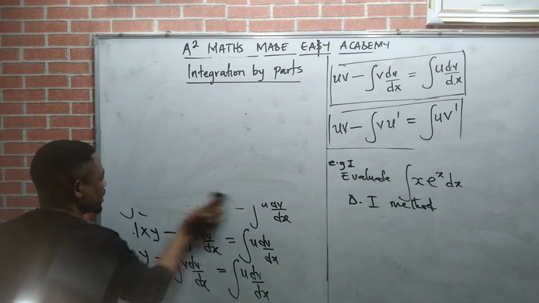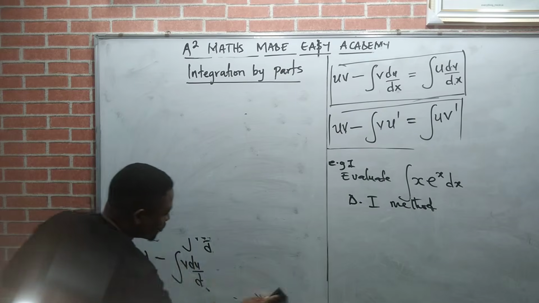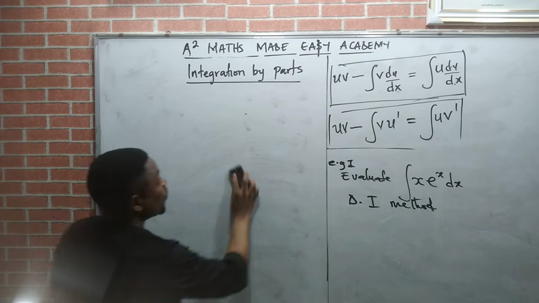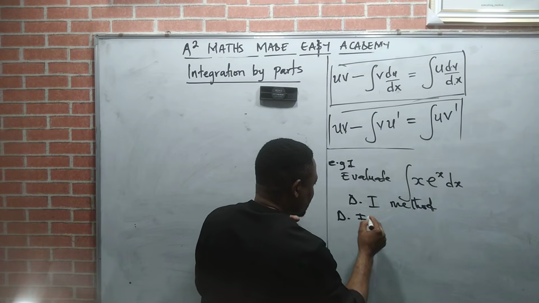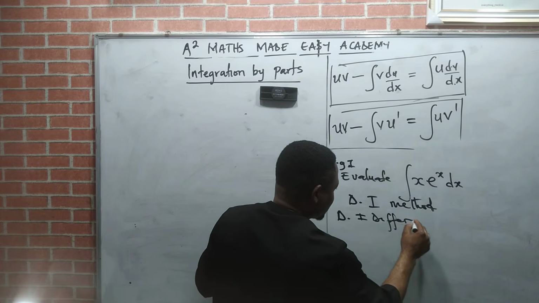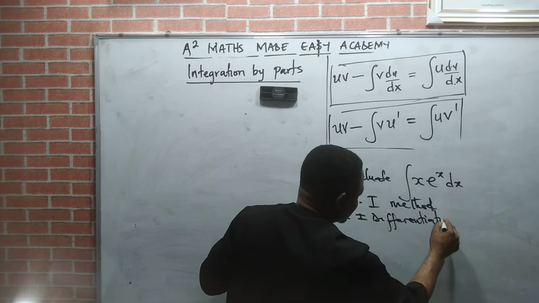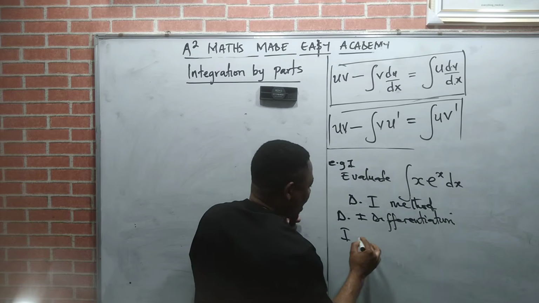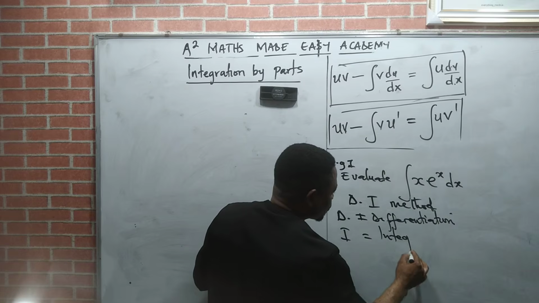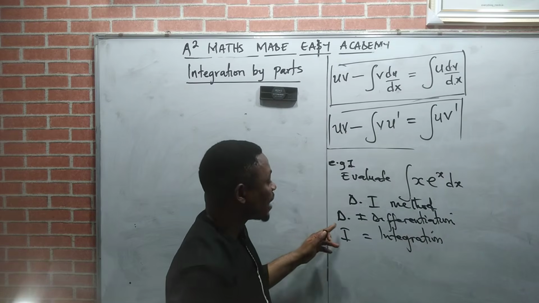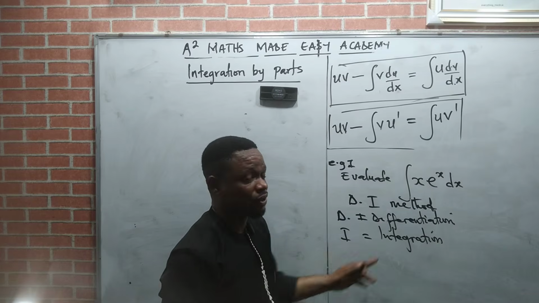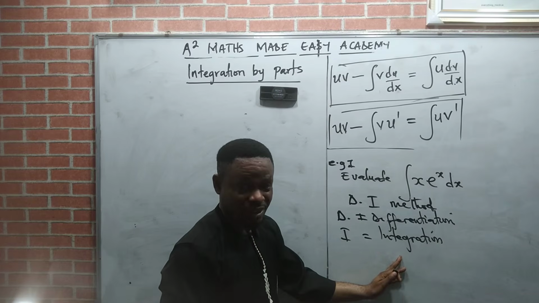Now, the word D stands for differentiation, and the word I stands for integration. So D simply means differentiation, while I means integration. When a particular question or problem is given to us, try to know which one you apply differentiation to and which one you apply integration to.